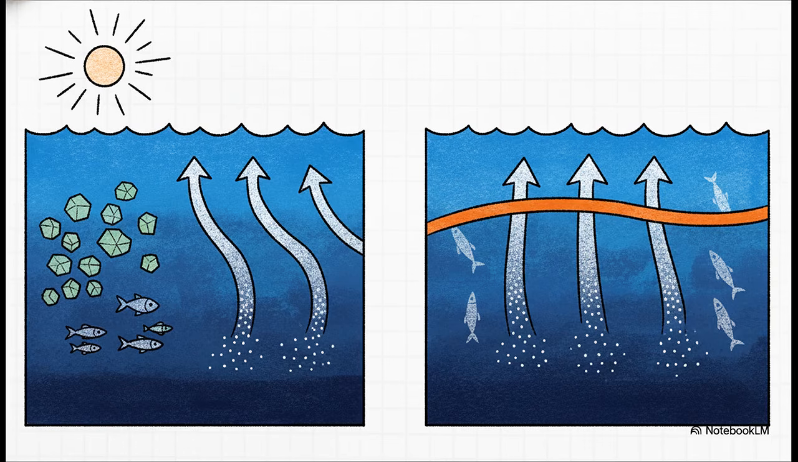Now, these microscopic organisms might be tiny, but they are absolutely crucial. They form the base of the entire marine food chain and act as a massive carbon sink for the planet. Through photosynthesis, they use sunlight to combine carbon dioxide and water into sugars and oxygen. But here's the catch.